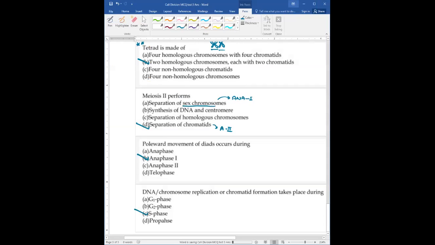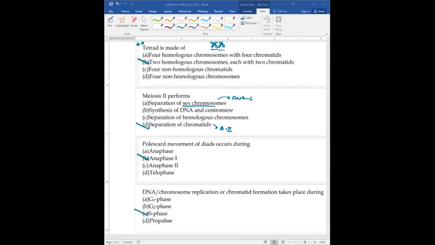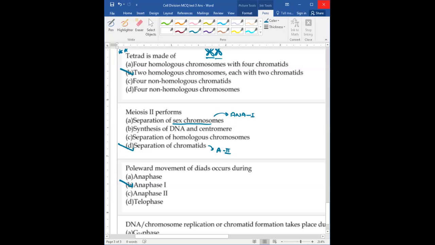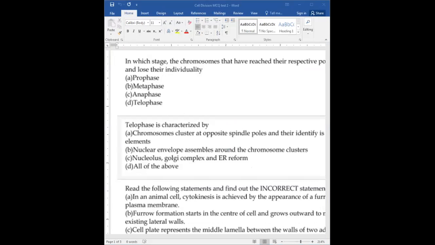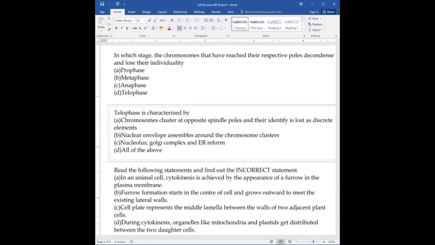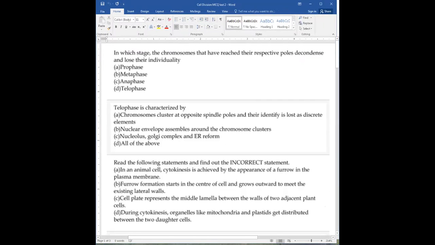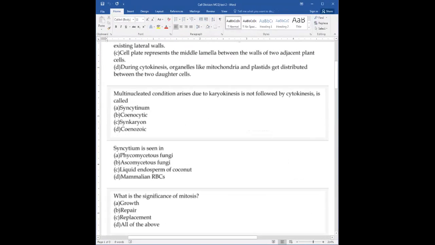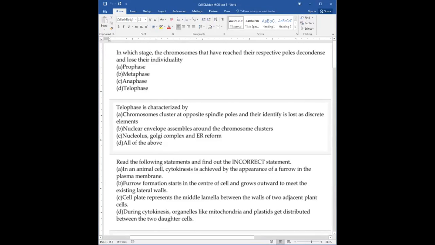Okay, so this was one. Now we'll move on to the other one, guys. Okay, let's try to see the next one. Is everybody able to see this thing properly? Is it blurred or is it okay?